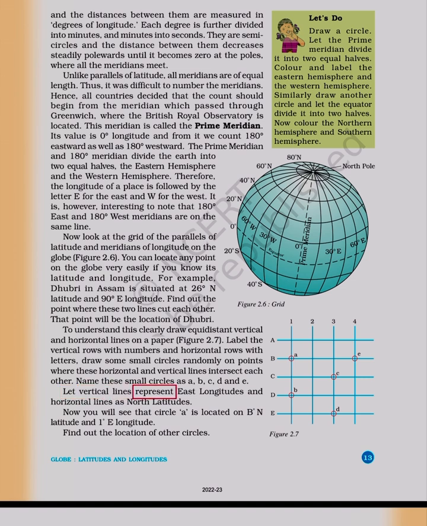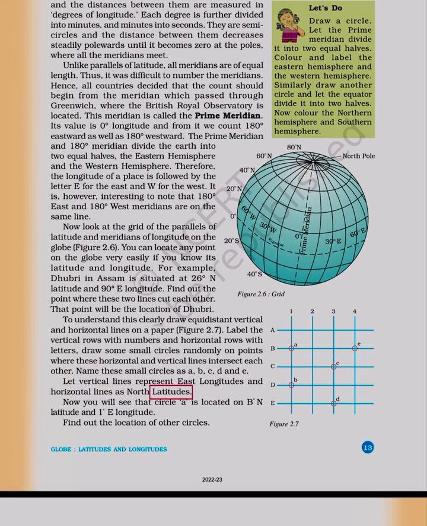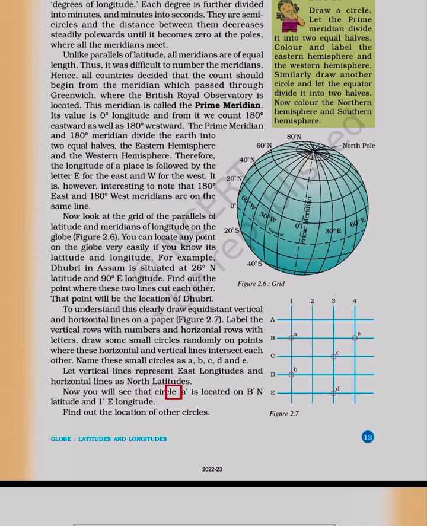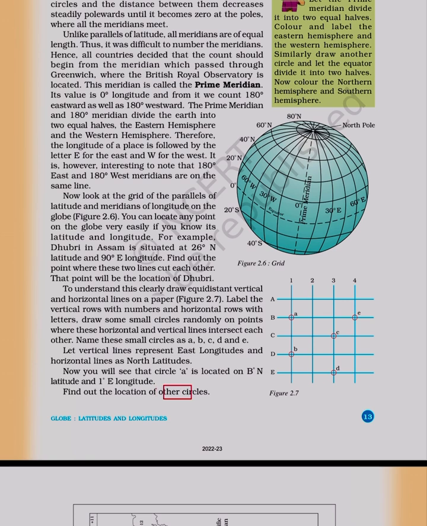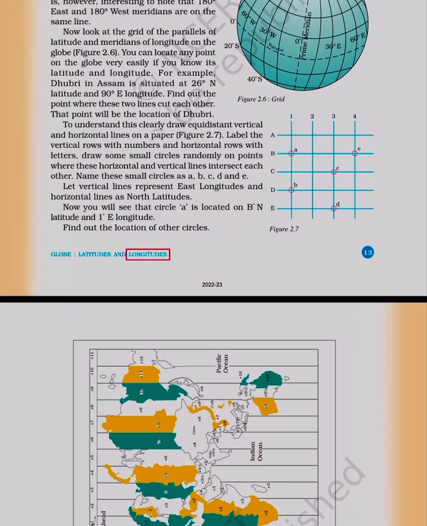Let vertical lines represent east longitudes and horizontal lines north latitudes. Now you will see that circle A is located on B degrees N latitude and 1 degree E longitude. Find out the location of other circles. Figure 2.7. Globe, latitudes and longitudes.